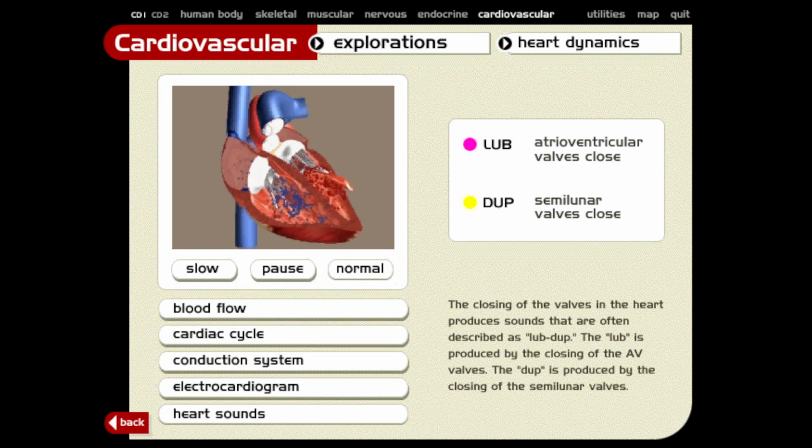The closing of the valves in the heart produces sounds that are often described as lub-dup. The lub is produced by the closing of the AV valves. The dup is produced by the closing of the semilunar valves.